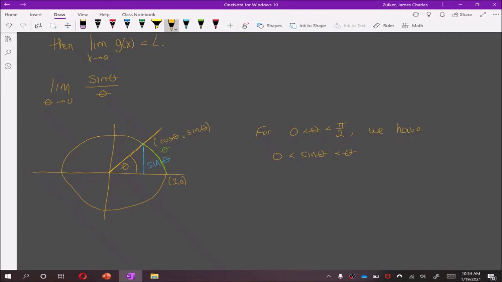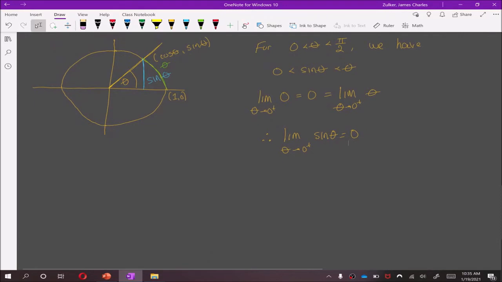Now, what we can do is let's look at the limit as theta approaches 0 from the right. Well, the limit of 0 is just 0. If we also look at the limit as theta approaches 0 from the right of just theta, that is also 0. Therefore, by the squeeze theorem, the limit as theta approaches 0 from the right of sine of theta must also be 0. So we now have the right-handed limit of sine of theta.